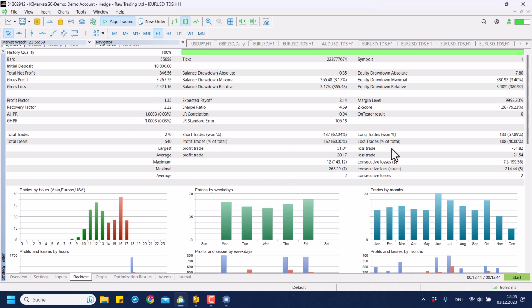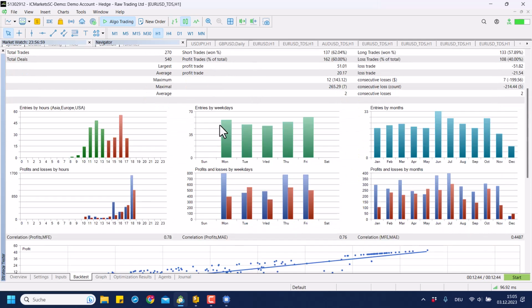Then what I told you in the beginning, the hit rate is actually super fine. We have 26% hit rate on the short trades, 57% or nearly 58 on the buy side, and I mean, you can see the rest of the key figures here. Then also, of course, we only have trading hours in Europe and USA session, because I kind of took away the Asia session with this time filter. And then entries by weekdays and by month doesn't really matter for this strategy, because I think there's no real correlation.